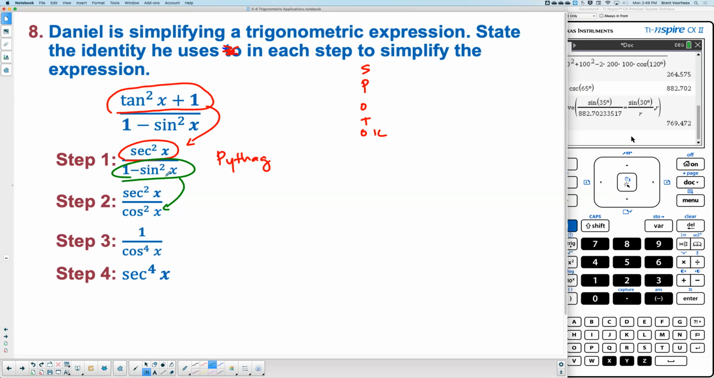Transform is a good thought, but I didn't actually transform. I got 1 and a squared. That's Pythagorean. 1s and squares are Pythagorean. Anytime you do that, that's the Pythagorean identity.